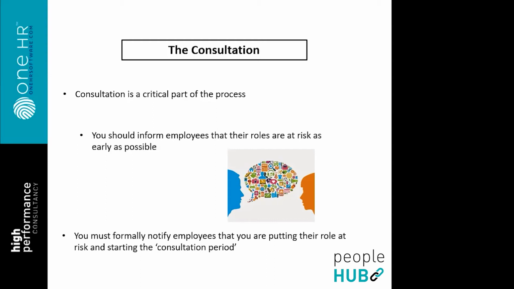So you must formally notify the employees that you are putting their role at risk, and let them know that you will be starting the consultation period. So it's really important that they get that formal notification, whether that's via email or letter or telephone. It must be formal, and you also must make sure that you include everybody who may potentially be affected.